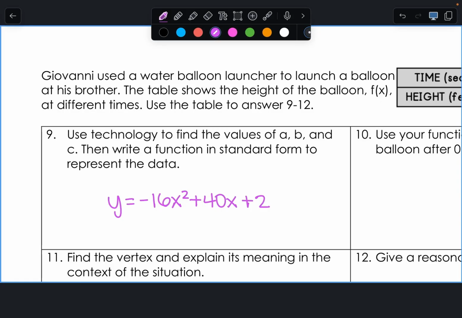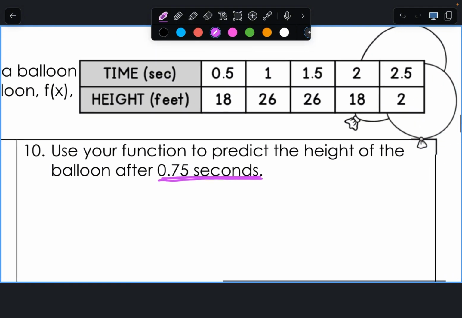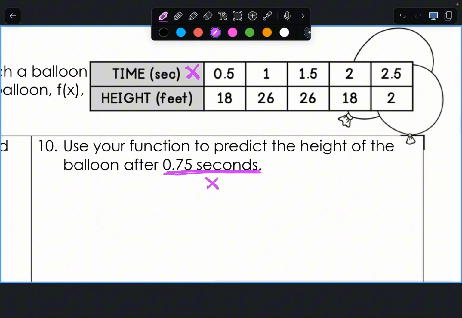Number 10. It says use your function to predict the height of the balloon after 0.75 seconds. Is that an x or a y value? X. That is an x value. Seconds is an x value. Don't guess. Look at the table. So that means we need to predict the height, the y value. Well, we don't have to predict it because we can just use the calculator to do that for us. Ready?